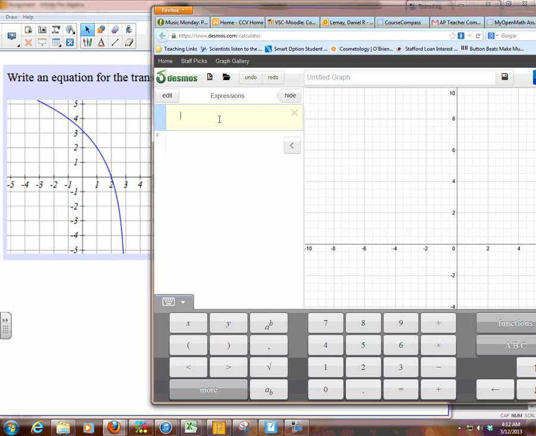So I'm seeing a reflected log graph. So I'm going to try just log of negative x. So it's reflected around the y-axis. So that did the trick. And then I see the vertical asymptote is at x equals 3.